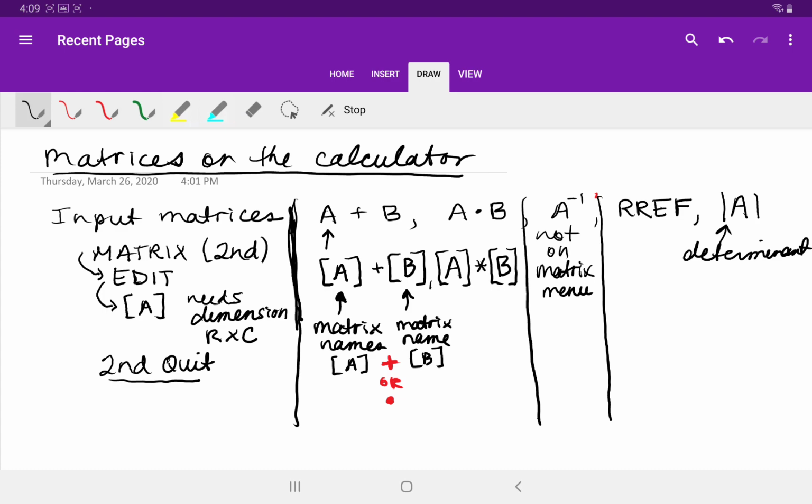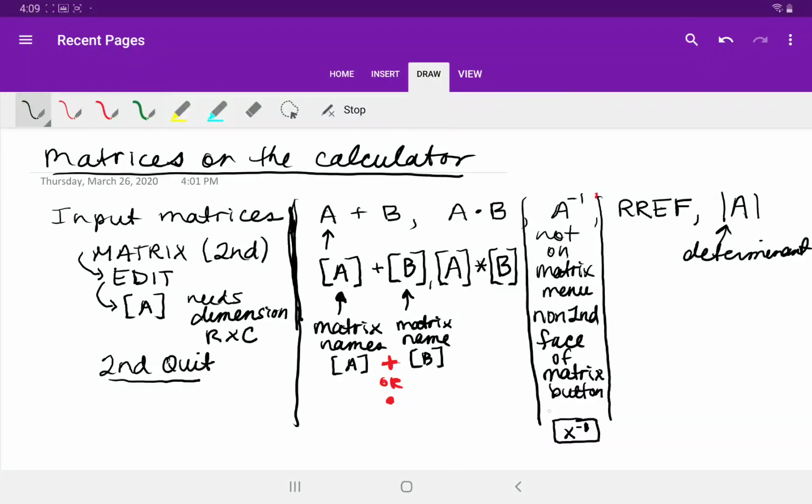It's actually the face of the matrix button. So what you're going to see is a button, and let's draw it out. You're going to see a button called X^-1. We see it as a -1, but the calculator sees it as an inverse.